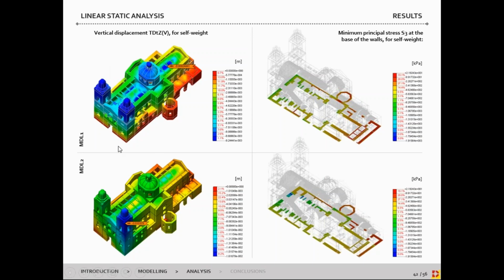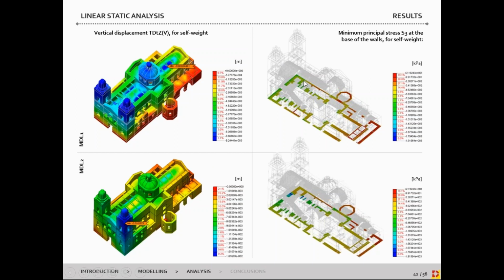So in this first model, we have really symmetric distribution of the displacements, with both towers moving the same. And in this one that has the southern part of the church with less stiff interface, we can see that this tower actually moves more.